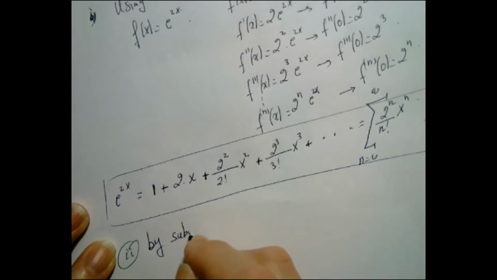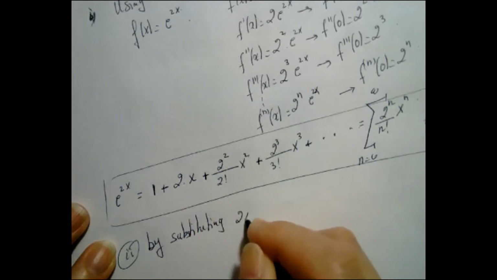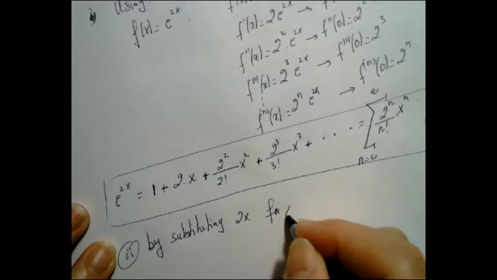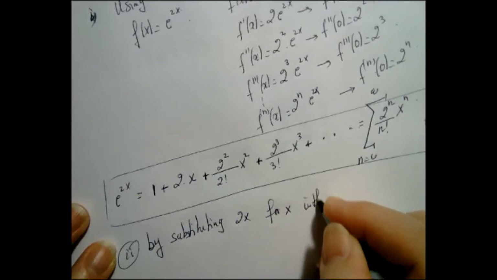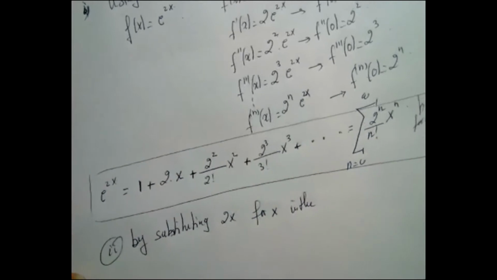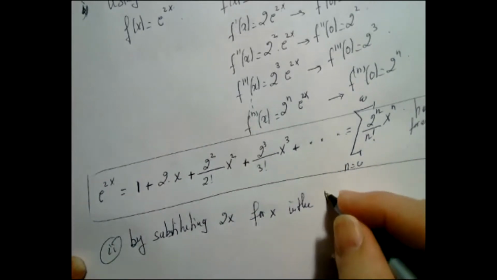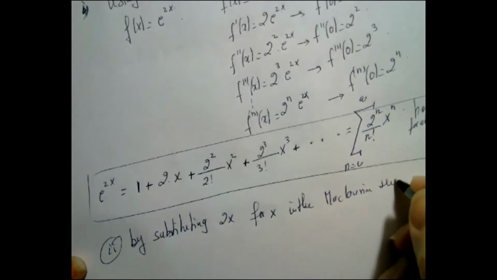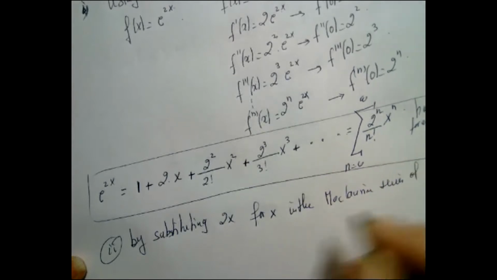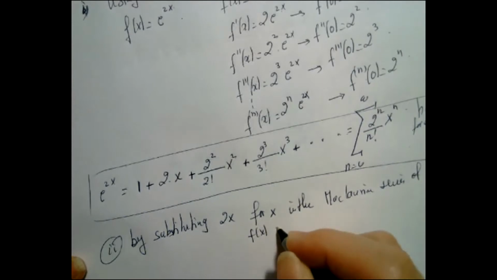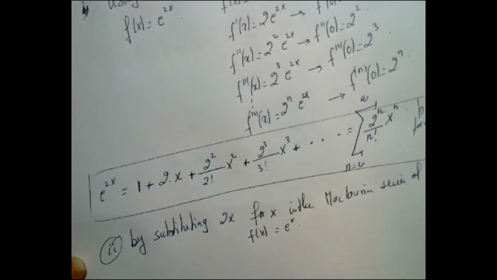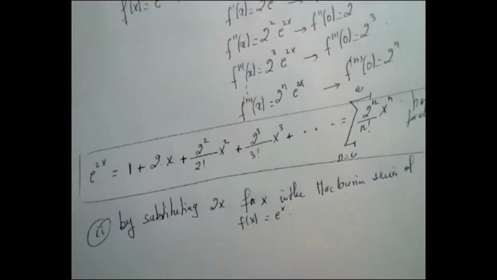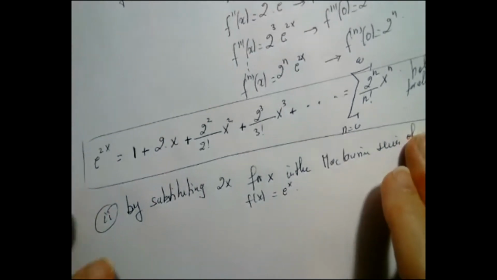By substituting 2x for x in the power series or Maclaurin series, they actually mean the same thing. In the power series or in the Maclaurin series of f of x equal e to the x. And the idea is that it's one of them. There are not two of them. They all give me the same answer.